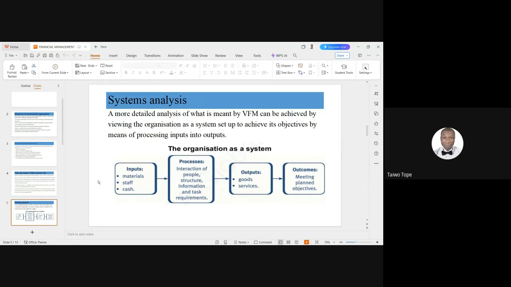That is efficiency, while effectiveness is achieving the intended outcomes and objectives. You've set a target and the target was met as planned. So, achieving the intended targets. I don't know if you are following.